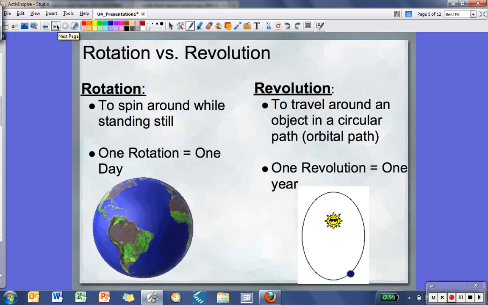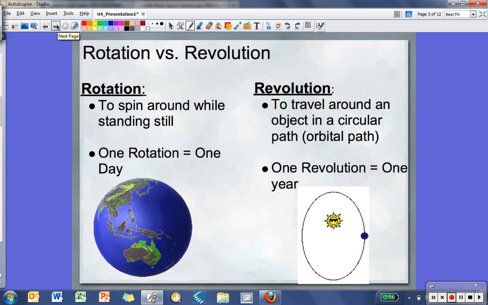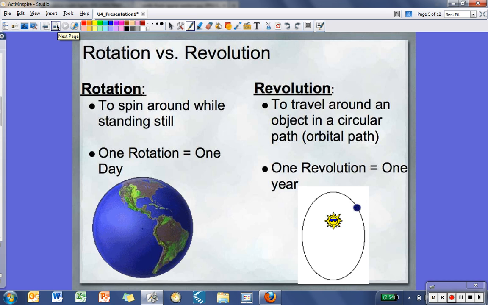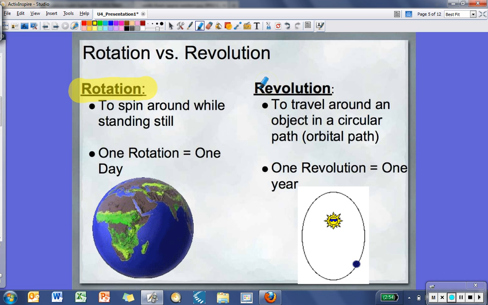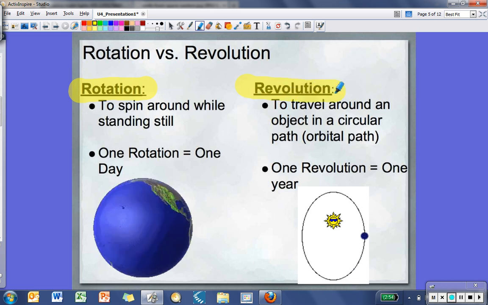Okay, so everything in space does these 2 things. Right? It seems like the sun's not moving. It seems like we're not moving, but we are. And what we are doing, and what every object is doing, is what's called rotating, a rotation, and revolving, revolution.